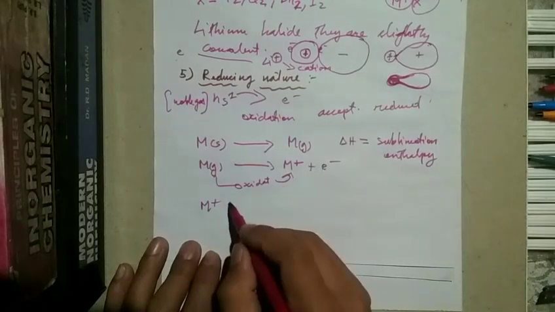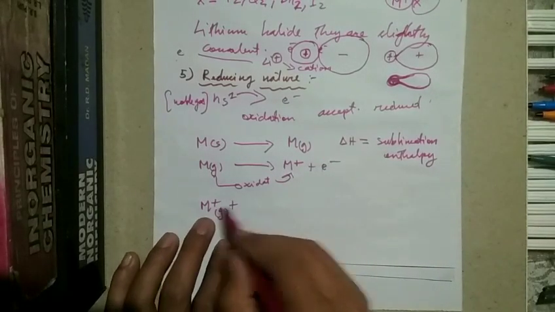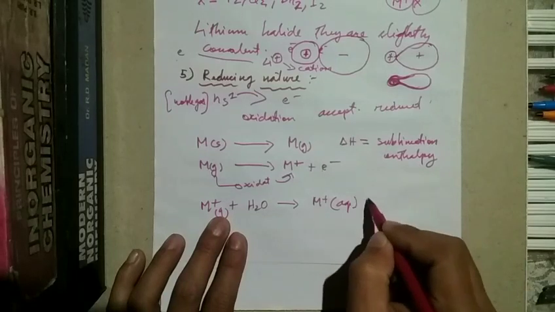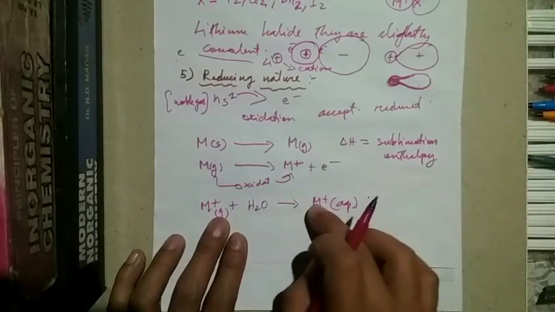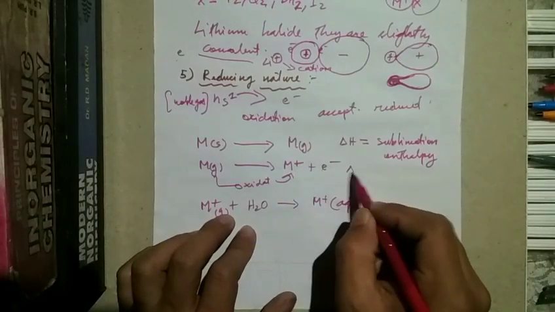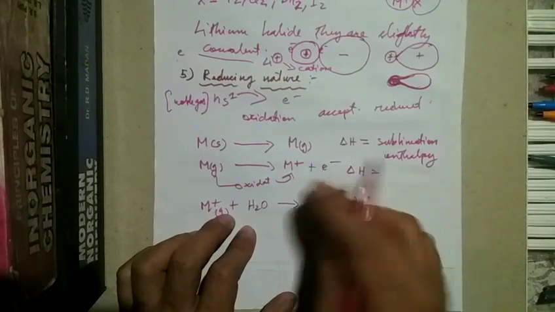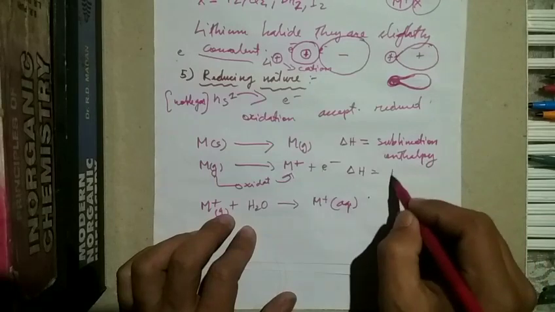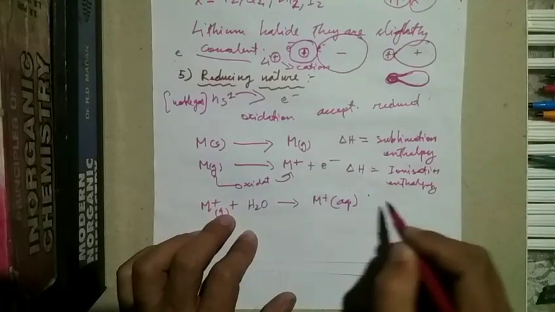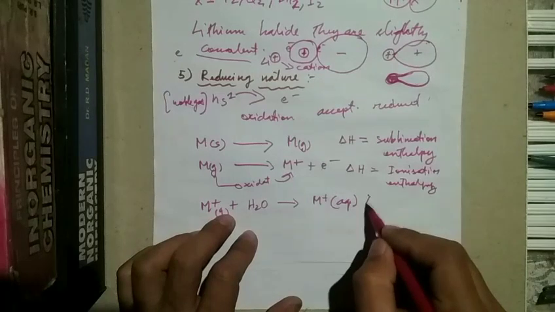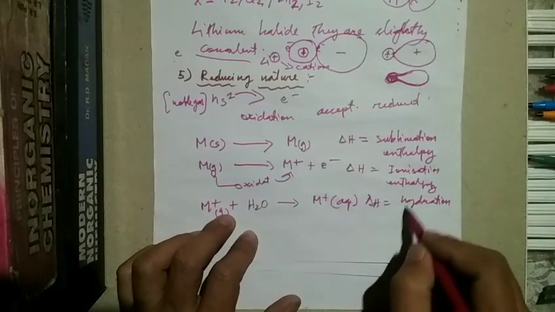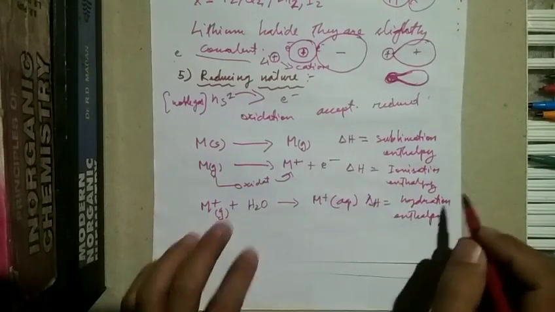So when this M+ ion reacts with water, it becomes M+ aqueous. So we get back the M+ in aqueous form. For the electron loss step, it will be ionization; losing of electron means ionization enthalpy. And this one, addition of water, means hydration, so the energy involved will be hydration enthalpy.